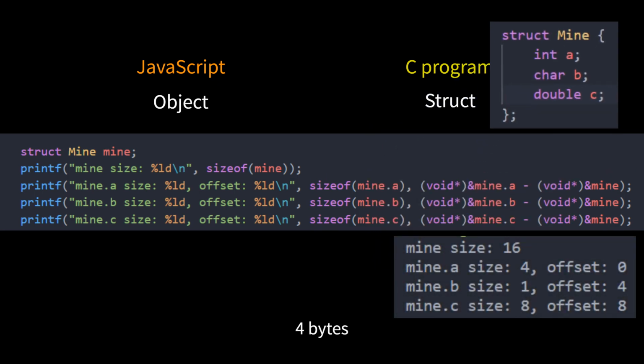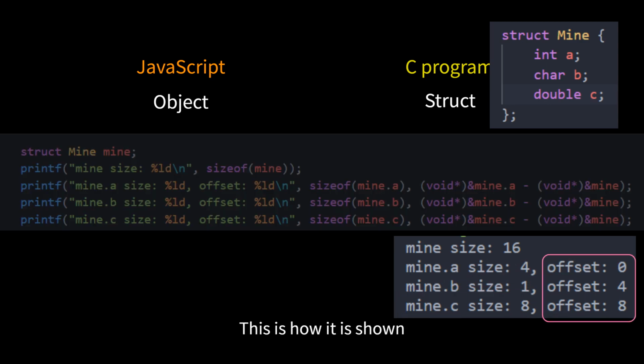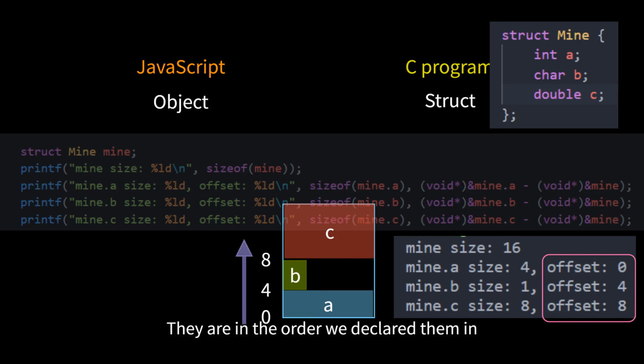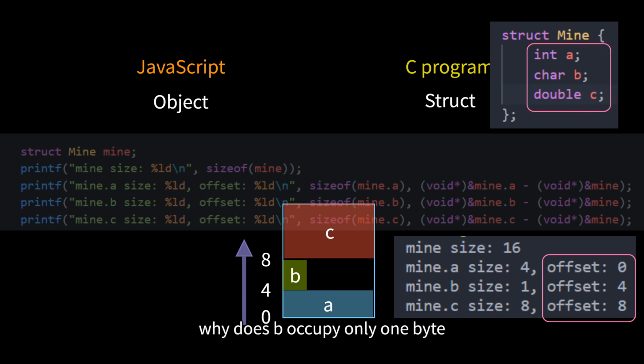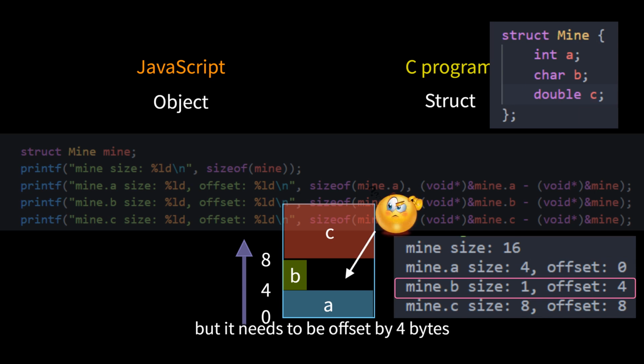A is int, 4 bytes. B is char, 1 byte. C is double, 8 bytes. That's right. Then we look at the offset. This is how it is shown. Addresses are from bottom to top. They are in the order we declared them in the structure: A, B, C. However, why does B occupy only 1 byte, but C needs to be offset by more?